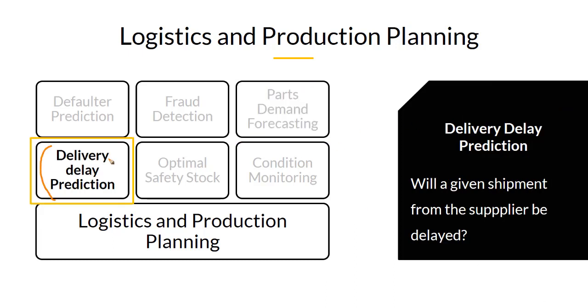Next is delivery delay prediction. Here, this is pertaining mostly to supply chain and logistics, where for the various shipments that are coming in, you want to predict if a given shipment from a given supplier is going to be delayed or not. This is necessary because you need to know this beforehand so that the respective department, the logistics and production control department, can make room for an alternate method of fulfillment.